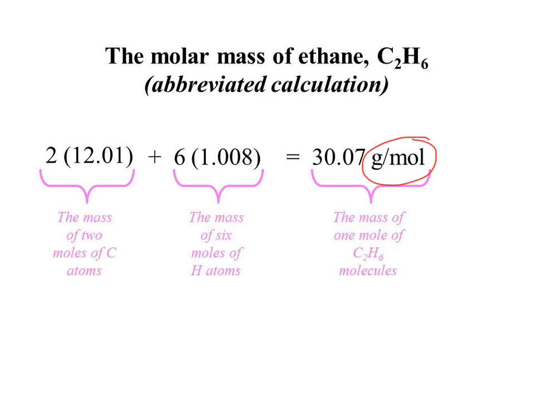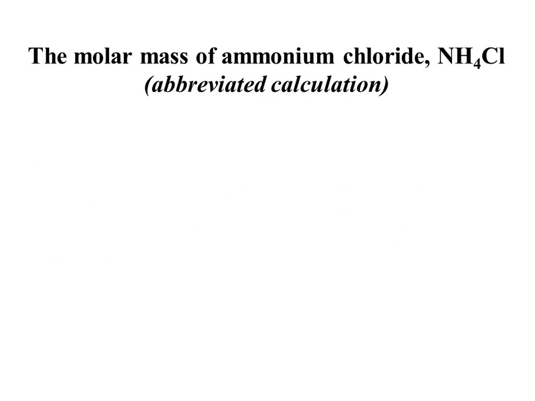So the molar mass, I love saying that, the molar mass for compounds is not too bad, as long as you have a periodic table. It probably feels very similar to what you just did a few minutes ago, coming up with a molecular weight. But units of molecular weight are AMUs, units of molar mass are grams per mole. All right, so let's do ammonium chloride.